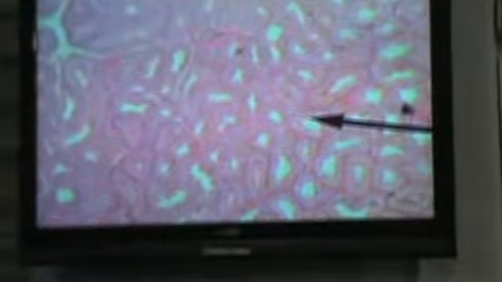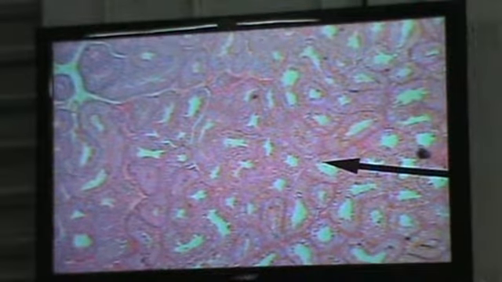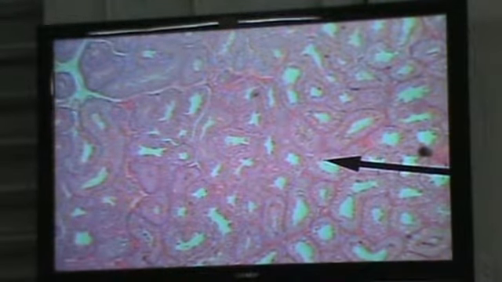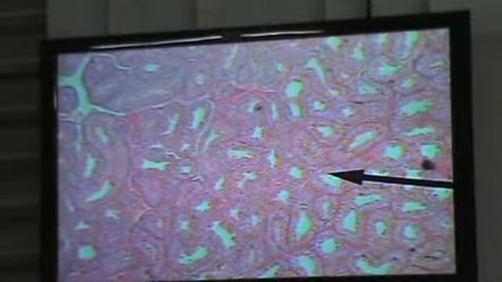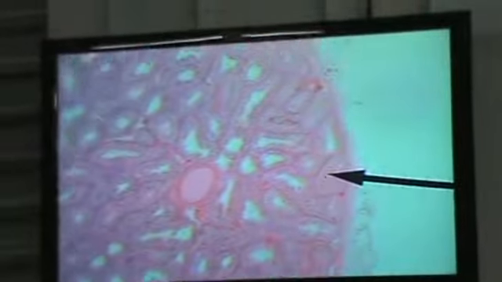Reproductive system. What I like to do is to do testes, spermatic cord, and prostate today, and then we will do everything in the next lab. Okay. So here we're looking at the testes, and you see there are a number of tubules. They are seminiferous tubules. Okay.